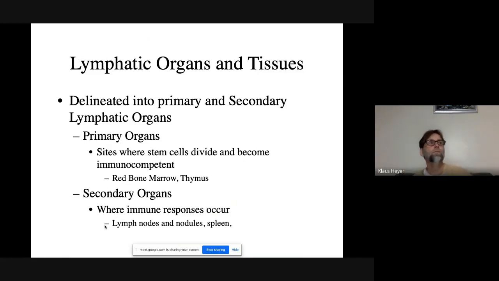So the immune system, the immune part of it. You have lymph, and there are different organs that are also part of the immune system, like the spleen and the thymus. We're going to talk about a few of them. But first of all, lymphatic organs are of two types, primary and secondary, and I've got it labeled here. Primary organs are where stem cells divide and become immunocompetent. So what does that mean?